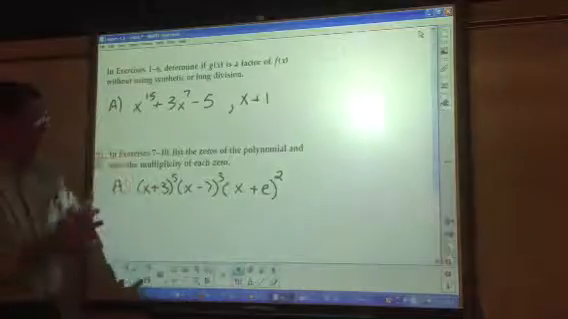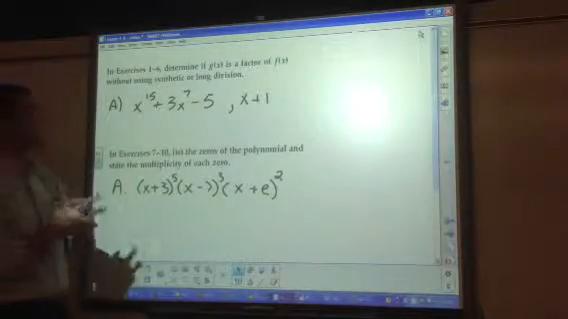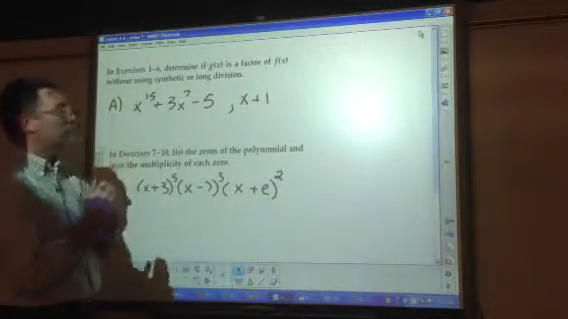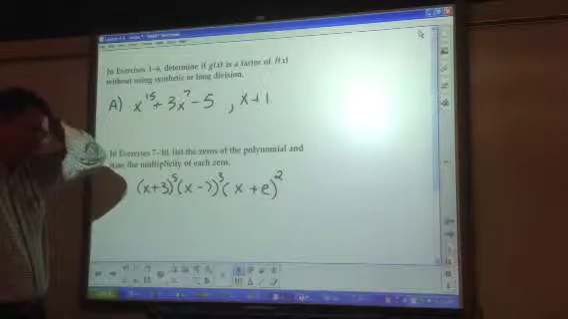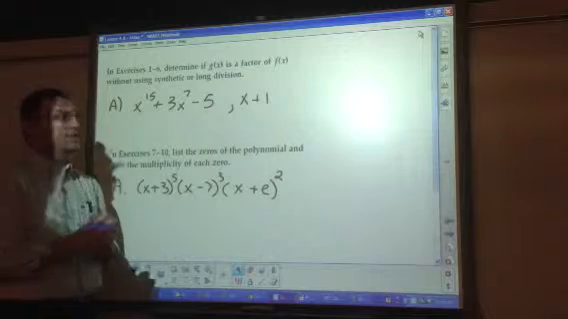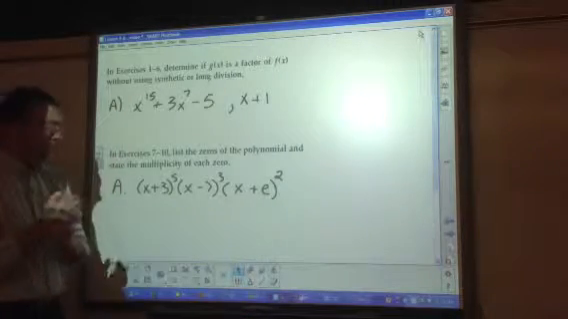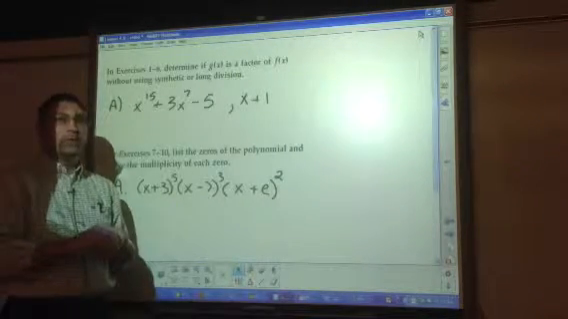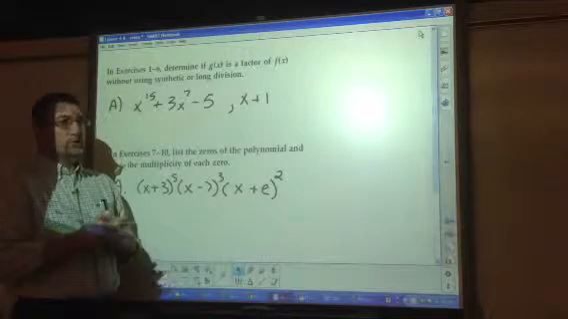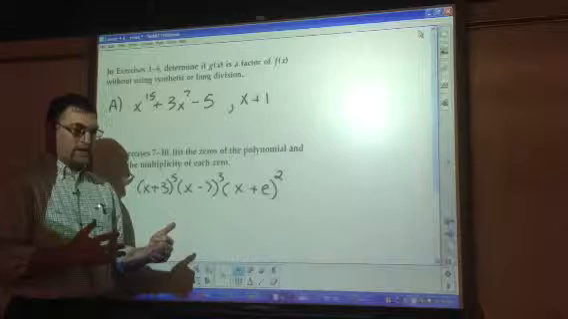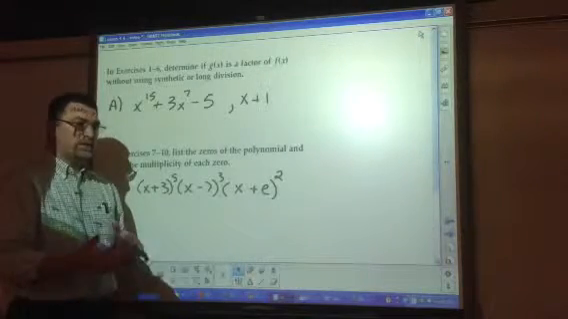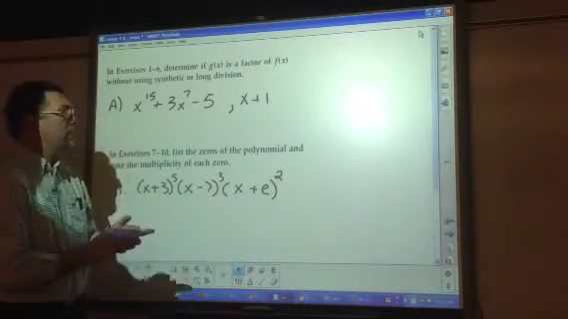Okay, so we're going to work on lesson 4.6 now. Lesson 4.6 is called the fundamental theorem of algebra. We are basically going to be working with factors and whether factors are zeros or not. And when we find the zeros, how can we write it in factor form. That's what we're going to do right now.